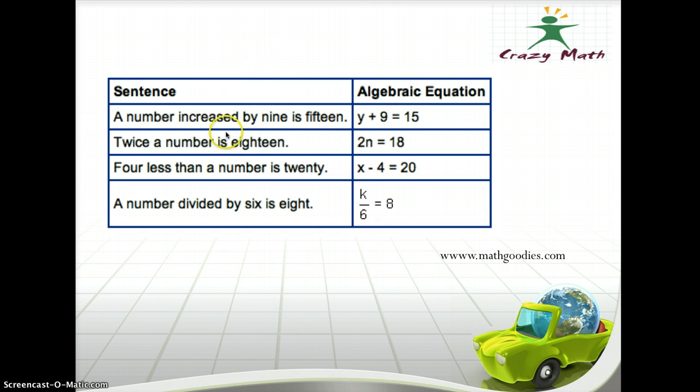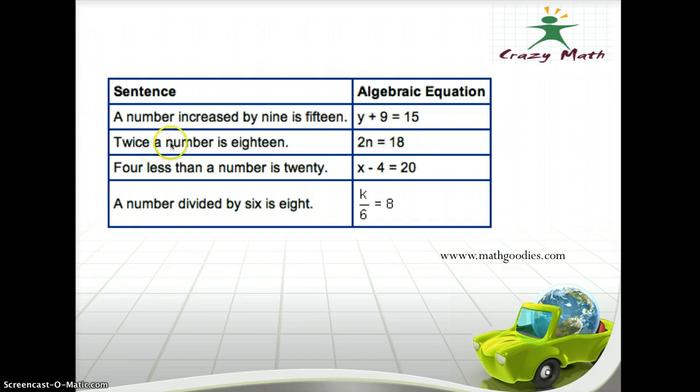A number increased by 9 is 15. Increase implies addition. And remember, a variable can be represented by any letter in the alphabet. So you could use Y, A, B, C, D, whatever letter you want. So a number, which is y in this case, increased by 9, plus 9, is 15. So you have equals 15.